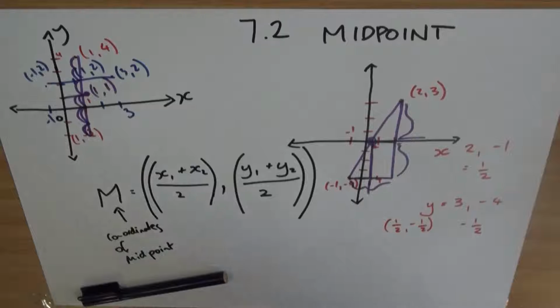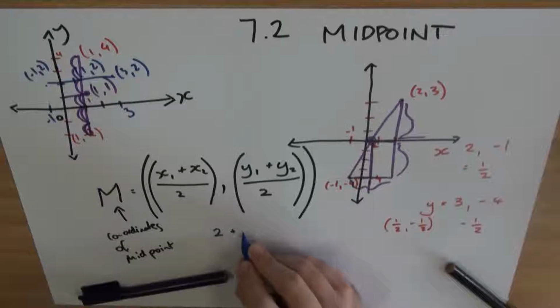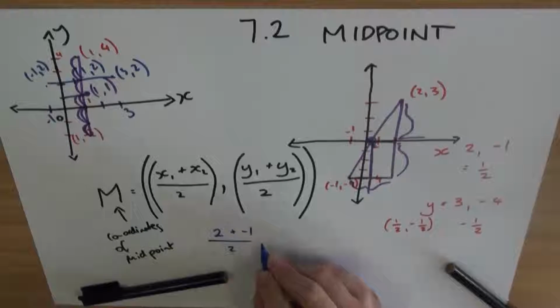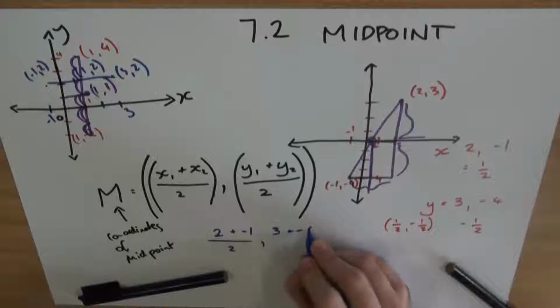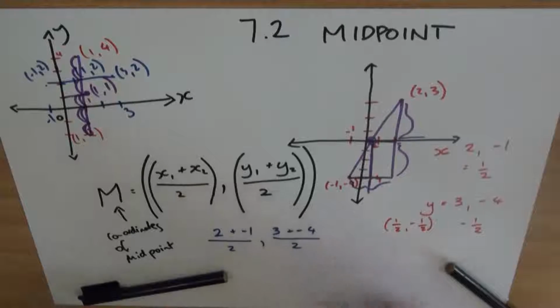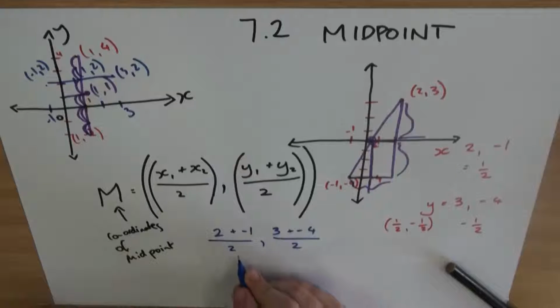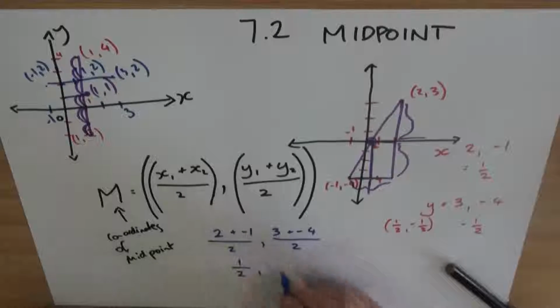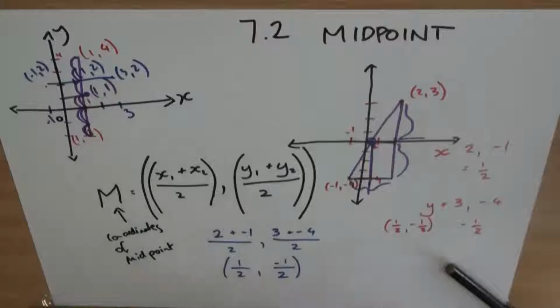Okay, so in this case, using our midpoint formula, it will be pretty simple. We go 2 plus minus 1 divided by 2, that's our x coordinate, and 3 plus minus 4 divided by 2, that's our y coordinate. So it becomes, in the end, 1 over 2 and minus 1 over 2. It's what I got over there as well.